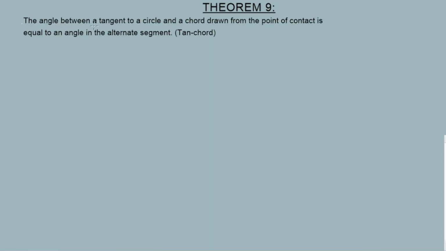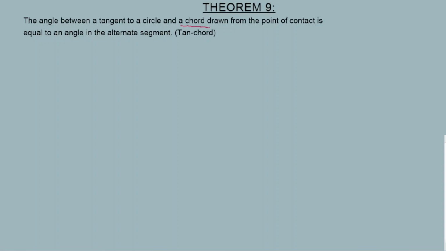Now Theorem 9 says the angle between a tangent to a circle and a chord drawn from the point of contact is equal to an angle in the alternate segment. This is tan chord. When we say tan chord, it's the statement or the reason we use whenever we use Theorem 9.